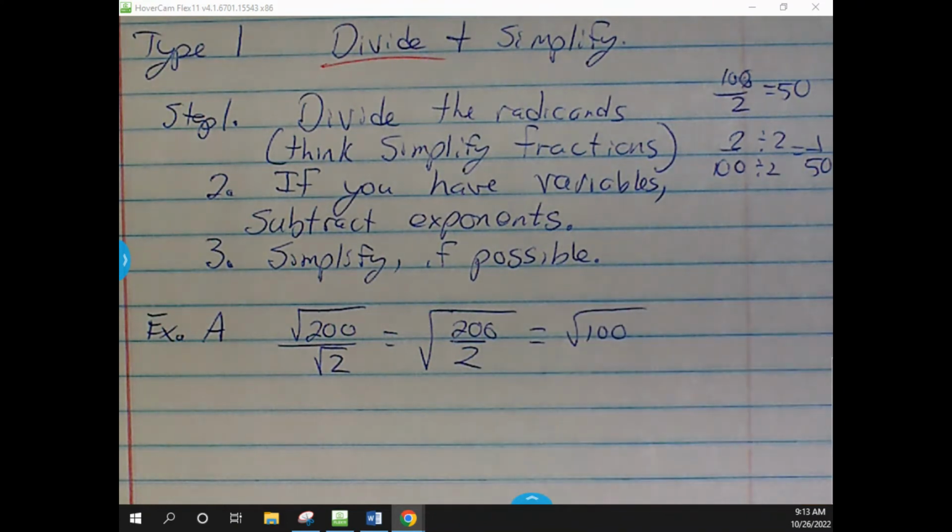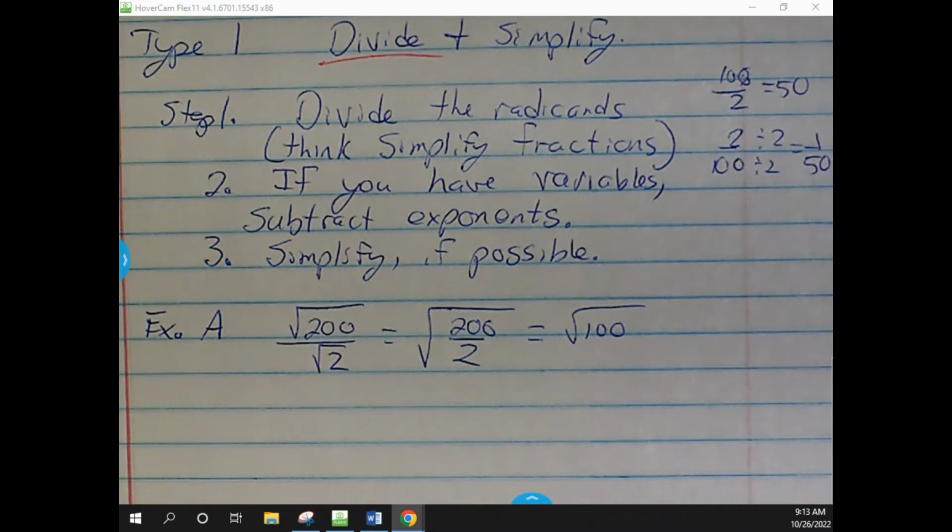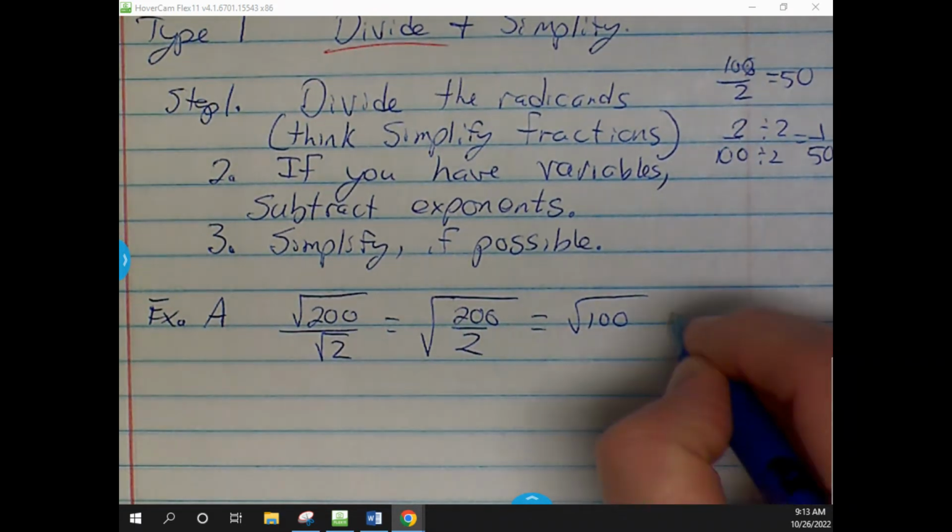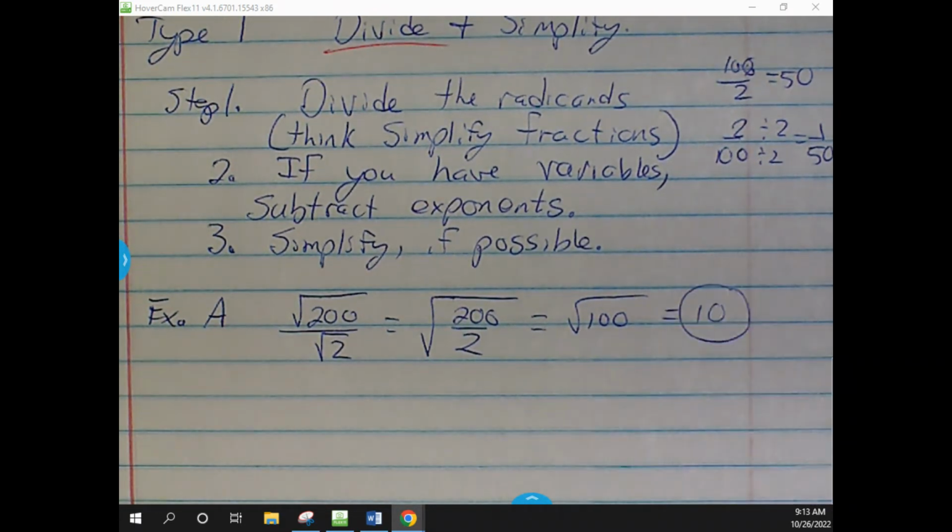Well, that one we can divide, right? Just 200 divided by 2, that's 100. If you have a square root of 100, there you go, that's just 10.